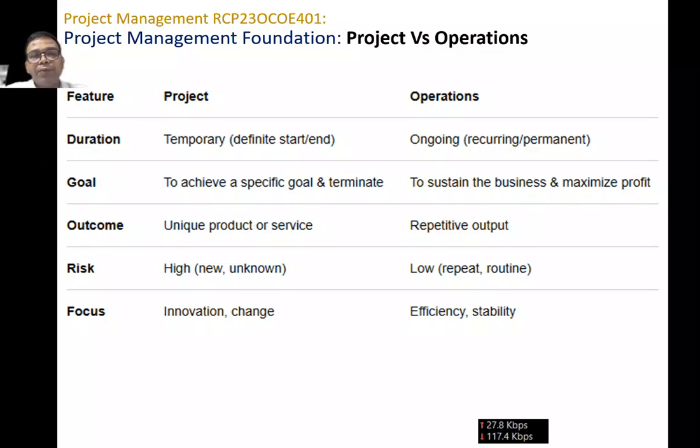The risk in case of a project is very high because the project may be a new or unknown one, whereas the risk involved in the operations is low because the operations are repetitive and routine in nature. The focus of projects is on innovation and change, whereas the operations focus on efficiency and stability of the business.